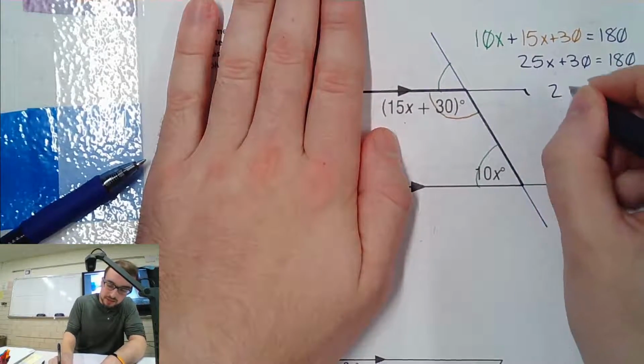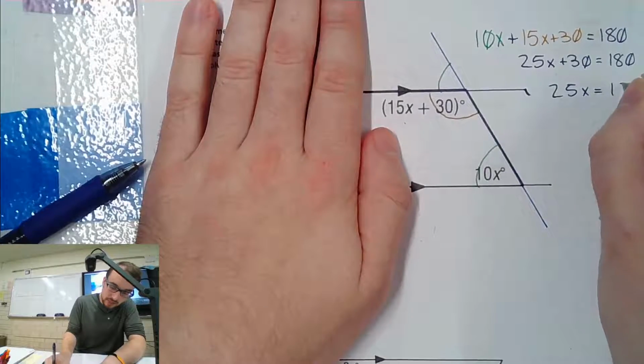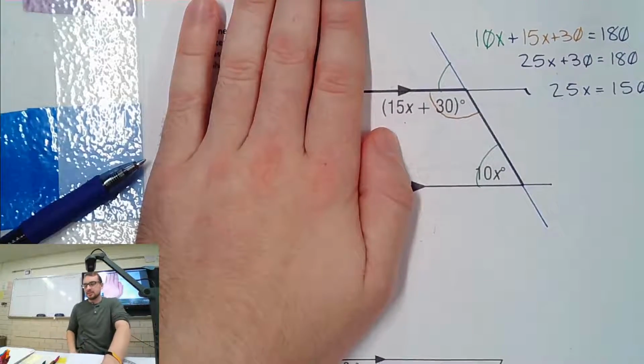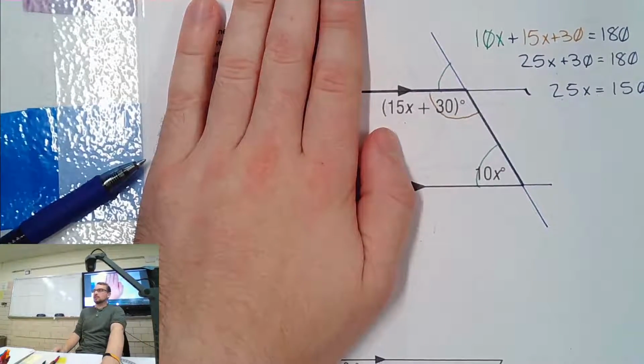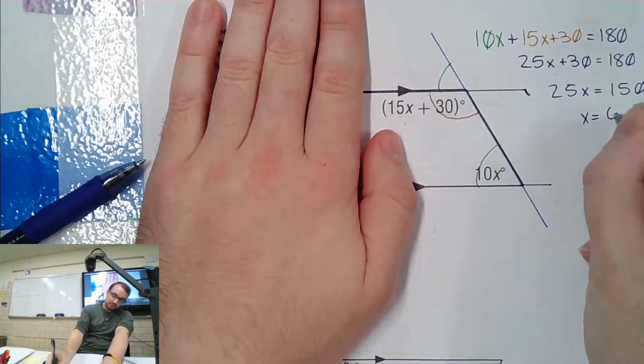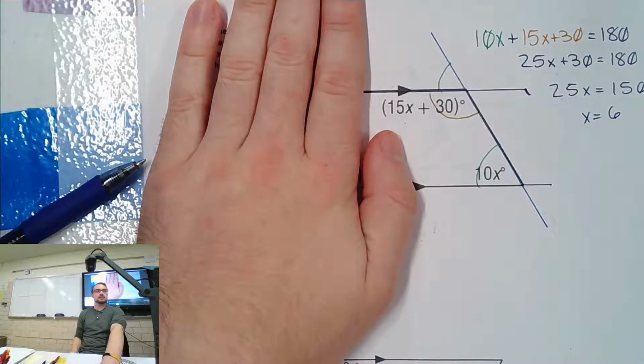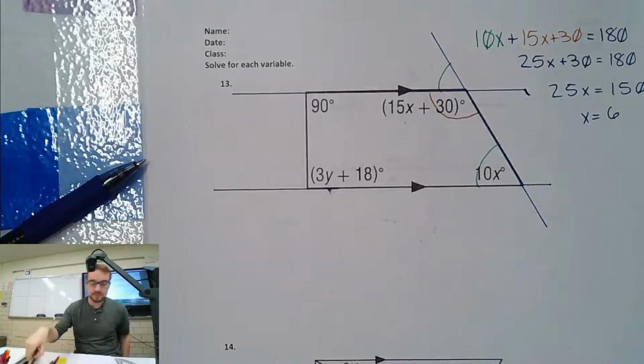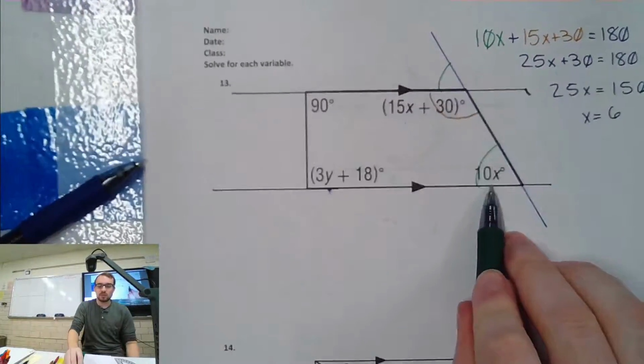Subtract 30 from both sides. We get 150. How many times does 25 go into 150? 6 times, because 4 times into 100, twice into 50. 6 times total. X is 6. All right, let's have some fun. If x is 6, what's the green angle's measure?